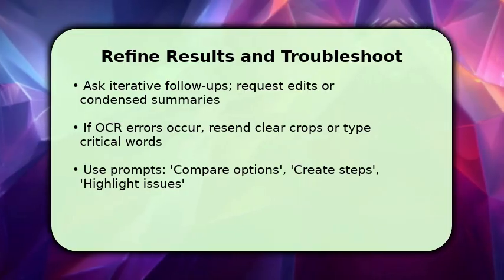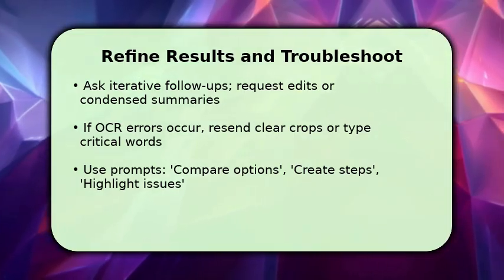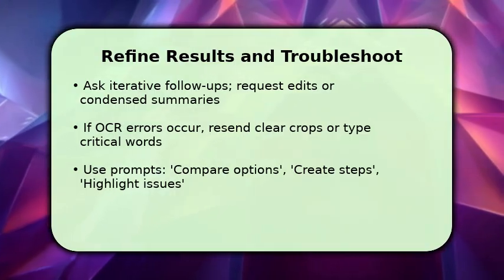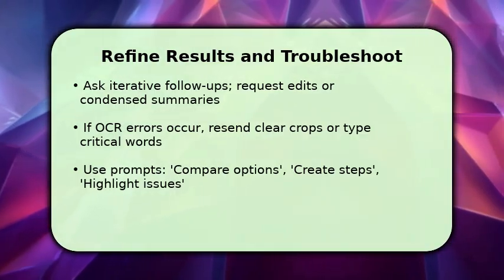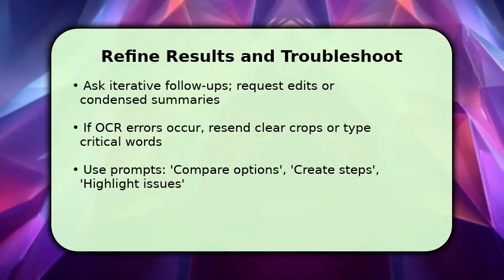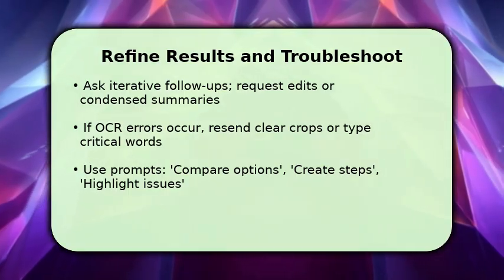Troubleshooting tip: if ChatGPT misinterprets text or image details, provide a short correction and ask it to regenerate. This feedback loop is why combining Google Lens accuracy with targeted prompts yields reliable, actionable outputs.